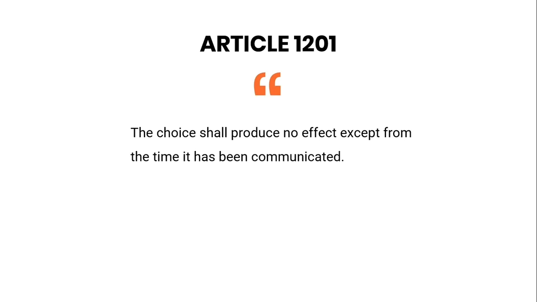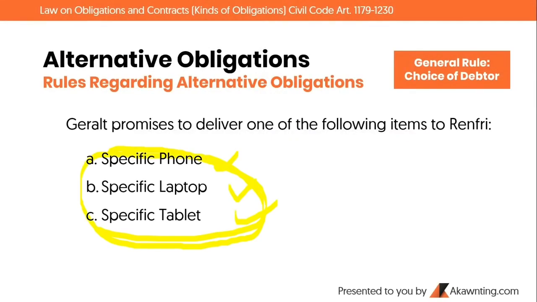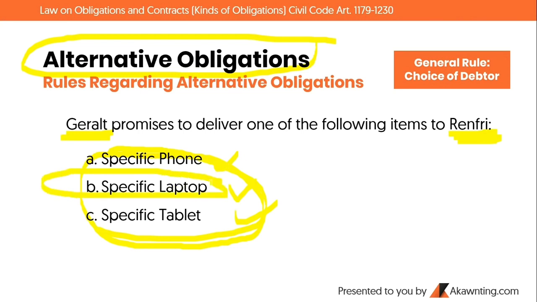Okay, so Article 1201. The choice shall produce no effect except from the time it has been communicated. Okay. So, balik tayo dito. Itong alternative obligation na ito, by the way, mananatili siyang alternative obligation hanggat hindi pa na-communicate yung choice. Okay? So, for example, ang general rule kasi, pag walang sinabi sa problem, yung debtor ang merong right of choice. So, in this case, si Gerald ang merong right of choice. Hanggat hindi pa na-communicate ni Gerald kay rent-free kung ano yung pipiliin niyang i-deliver, mananatiling alternative obligation pa rin to.